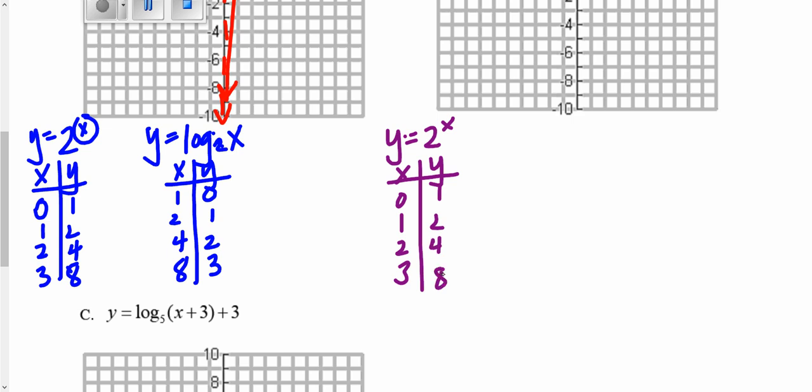And then your second table is going to go to the parent function of this log base, so log base 2 of x. All we do to go to the second table, again, just a reminder, same as the first problem, is switch the x's and y's.